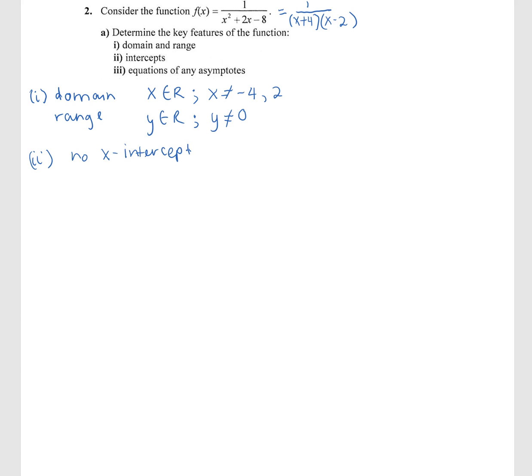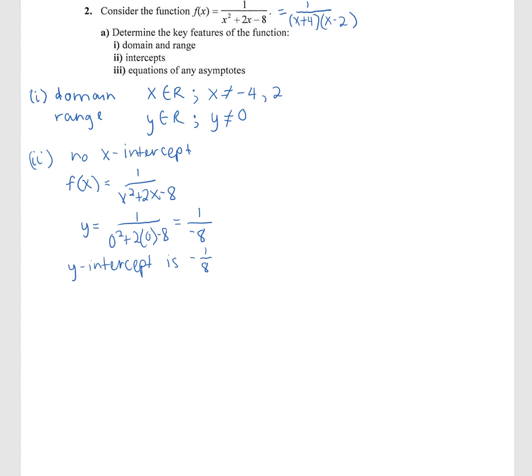For the y-intercept, that's where x equals 0. That we can find. We take our function, f(x), and plug in x = 0. Using this form, f(x) = 1 over x² + 2x − 8, we plug in 0 for x. We get 0² + 2 times 0 − 8, which simplifies to 0 + 0 − 8. So we have −8 at the bottom, and the y-intercept is −1 over 8.